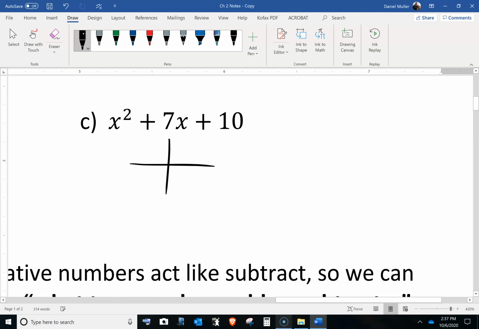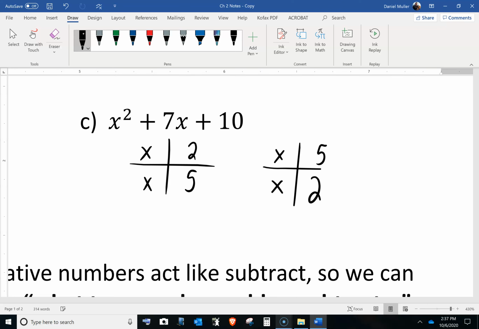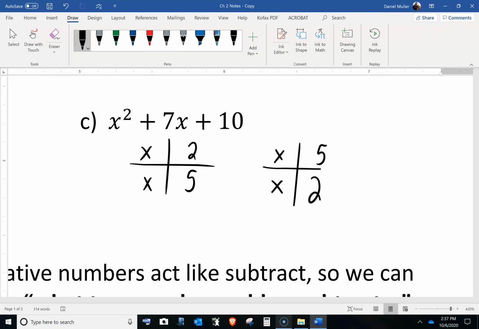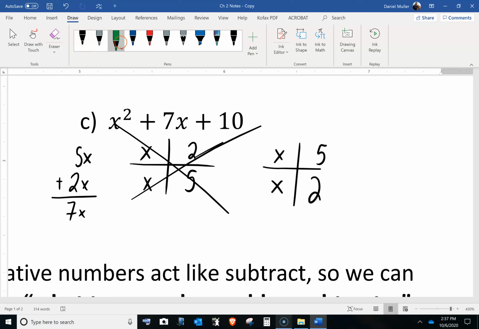Okay. x times x. The left boxes get me the left side, which is x squared. 2 times 5 or 5 times 2, doesn't matter. In fact, let's take a look here. Let's try 2 times 5 or 5 times 2. So my left side multiplies to my left. My right side multiplies: 2 times 5 is 10. And my diagonals, that is a 5x. That is a 2x. And if you add them, you get 7x, which is my middle term. And so that works.